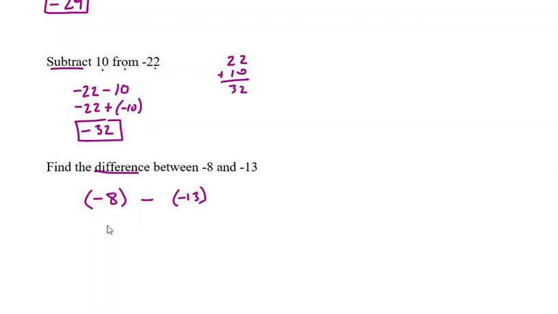Okay, well, let's change it into an addition sign. So addition problem, so negative 8 plus the opposite of 13, which is negative 13. And now we follow the addition rules. The signs are the same, so we're going to add. 13 plus 8 is 21, and the stronger number is negative.